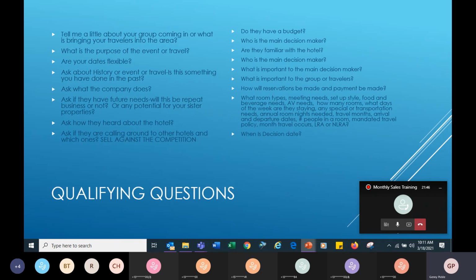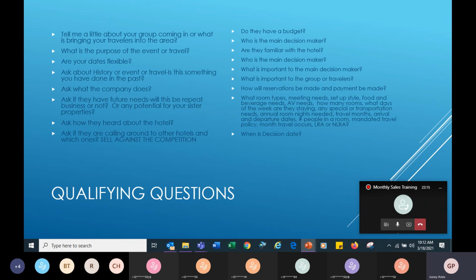Or we could do it this way. How about this? I put up some qualifying questions on the screen here. What's the first one? Tell me a little about your group coming in, or what's bringing them into the area. Is that closed-ended or open-ended? Open. Purpose of event, we talked about that and said that was open. Are your dates flexible? It's a yes or no question, so that's a closed-ended question. Closed. Yep.